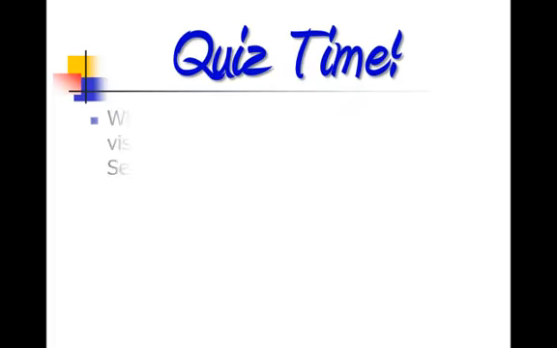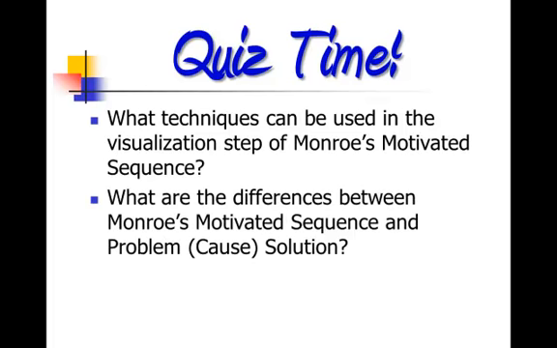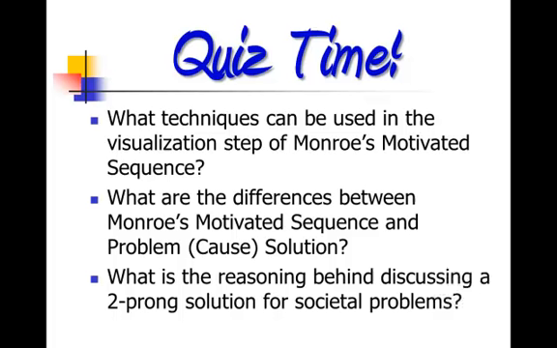Quiz time. What techniques can be used in the visualization step of Monroe's motivated sequence? What are the differences between Monroe's motivated sequence and the problem-cause-solution organizational structures? And what is the reasoning behind discussing a two-pronged solution for societal problems, the what we can do and what they can do? With a better understanding of the various organizational structures you can use, you are well on your way to designing an effective persuasive presentation.